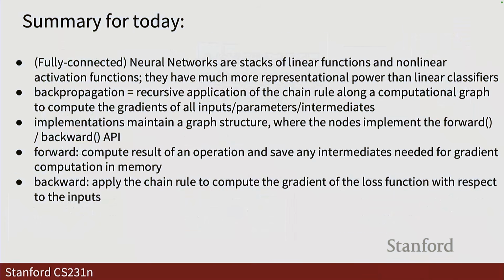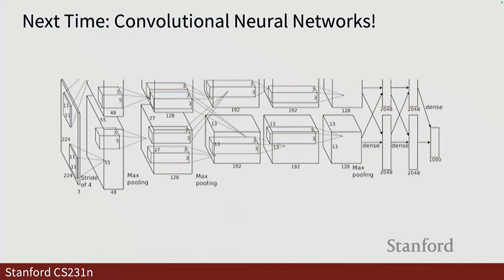All right, we're done. Just to summarize, we talked today about fully connected neural networks. We went through all the steps needed for backpropagation, the forward passes and backward passes, and next session we will get into the topic of convolutional neural networks.